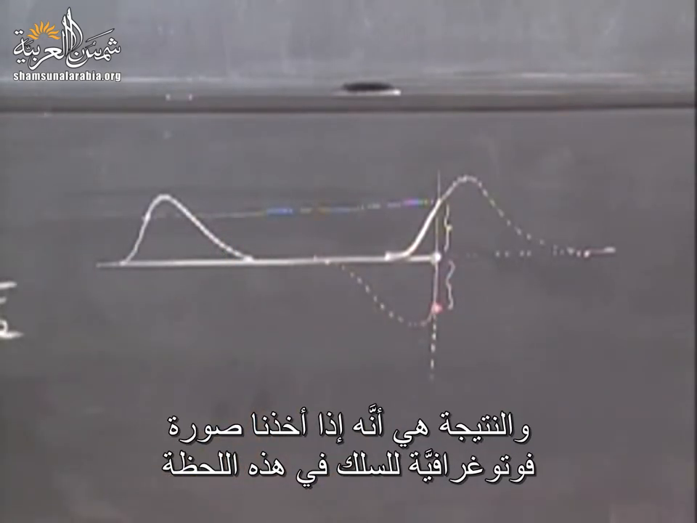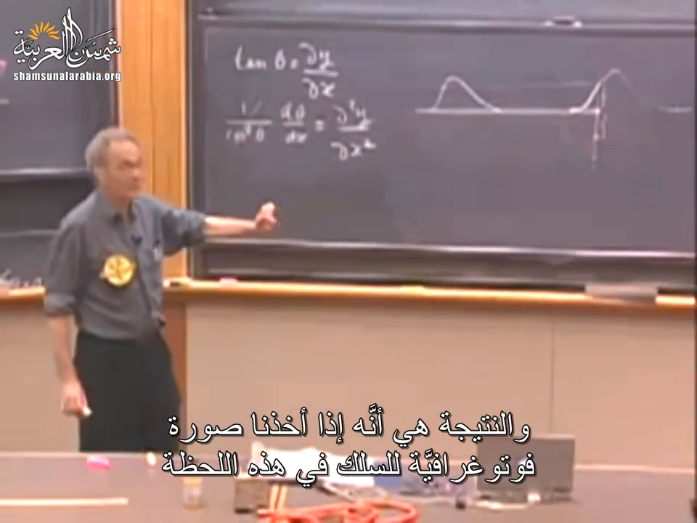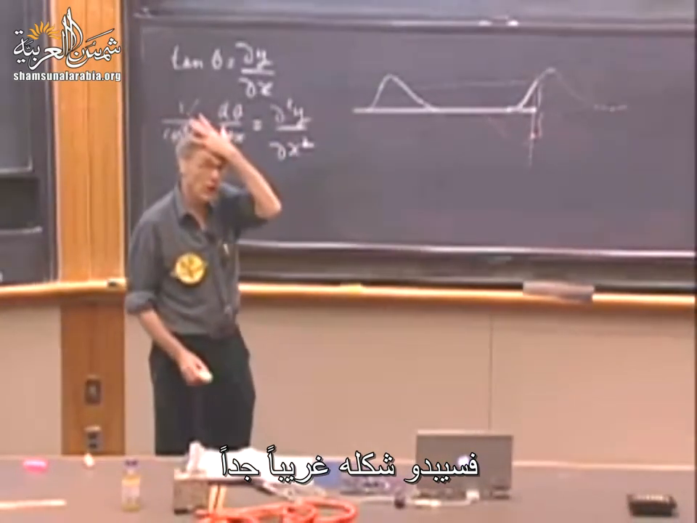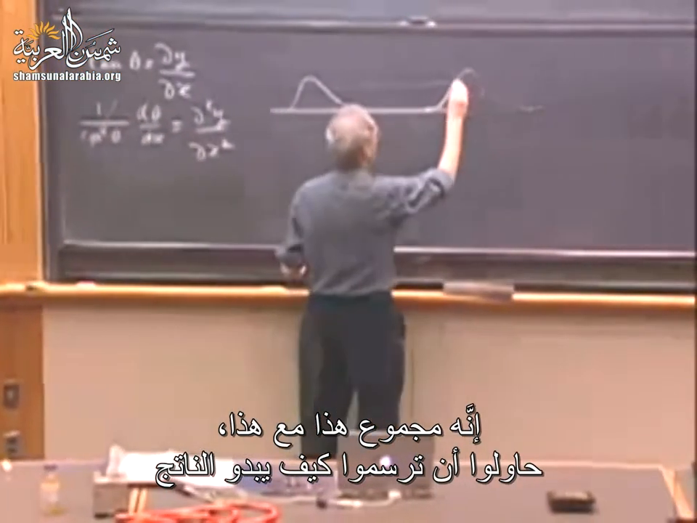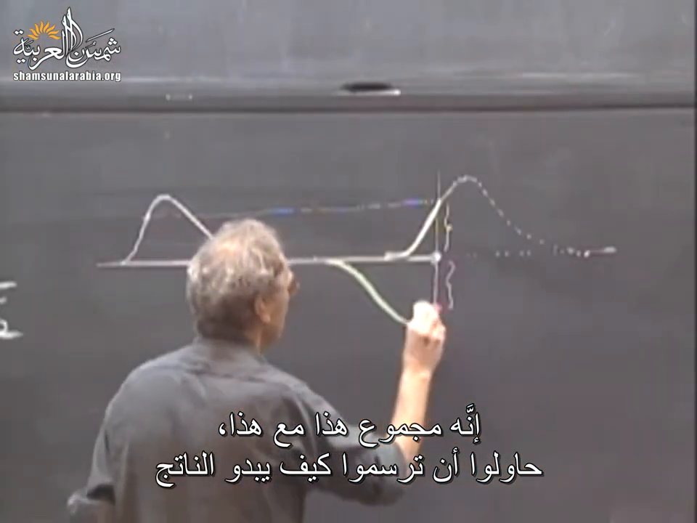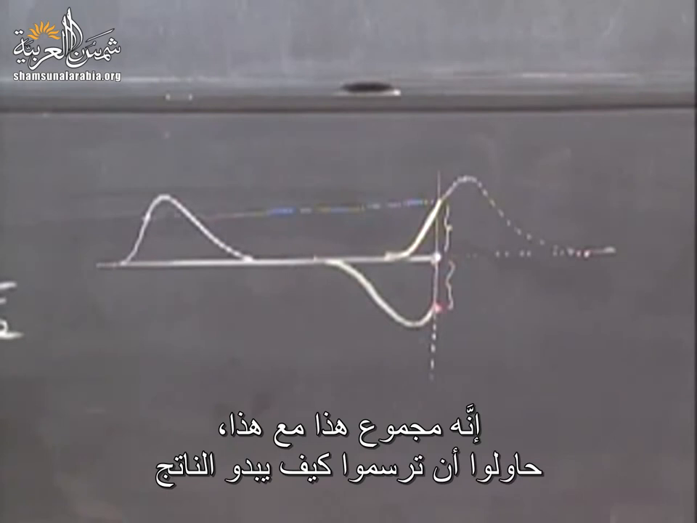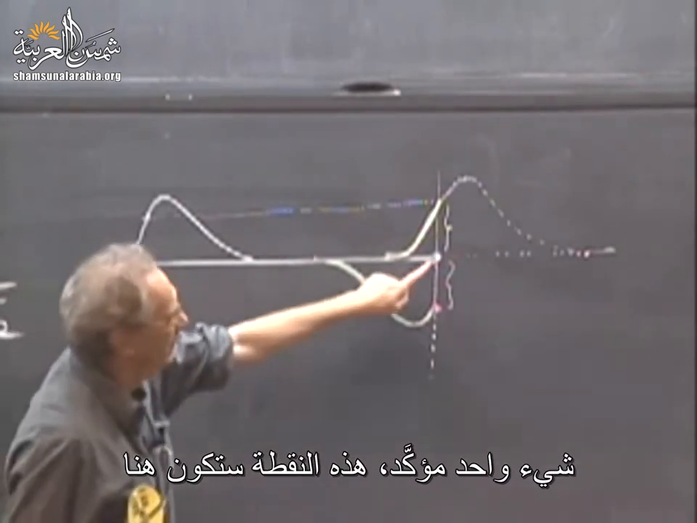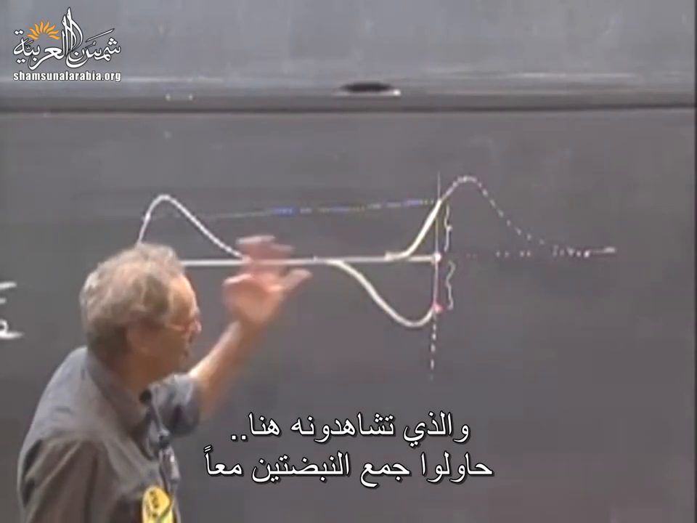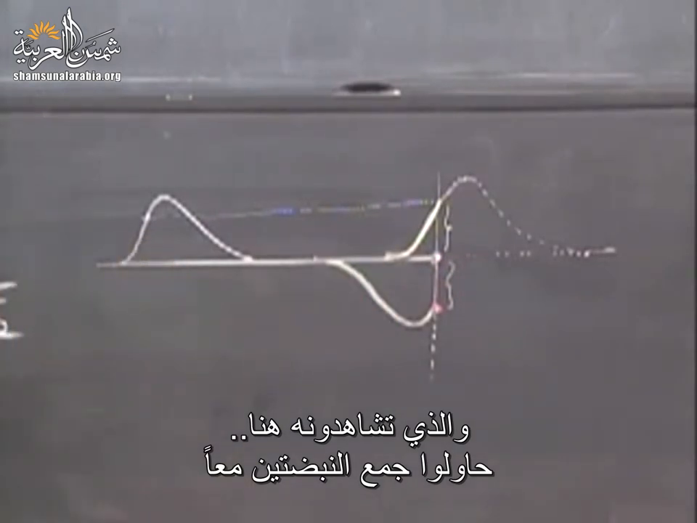And so the net result is that if you took a photograph of this string at this moment in time, you would see something very bizarre. It is the sum of this with this. And you try to draw what that looks like. For one thing, this point will be here. That's for sure. And then whatever you're going to see here, well, you try to add the two up.